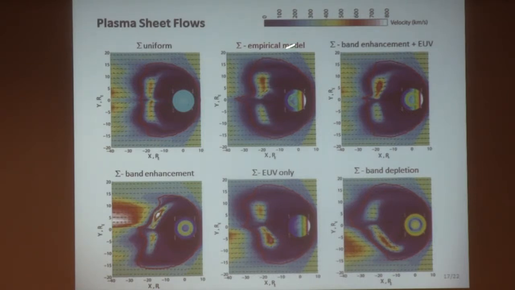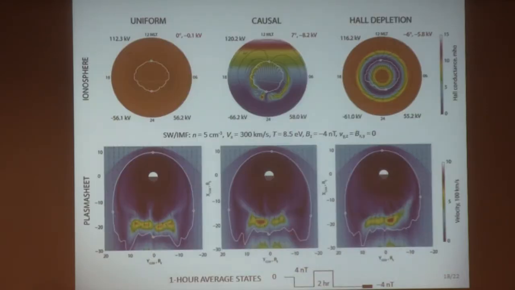For the empirical conductance model, we see that there's an enhancement in the fast flows, or the flows are larger in the pre-midnight sector than in the post-midnight sector. And these are these various cases again. I would just point out the contrast between this case and this case. This is the case where we had the depletion in the auroral conductance band, and now the fast flows have moved over to the dawn side, or the post-midnight side, where they don't typically appear, at least statistically.